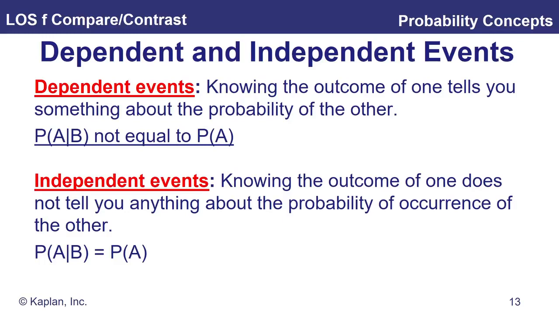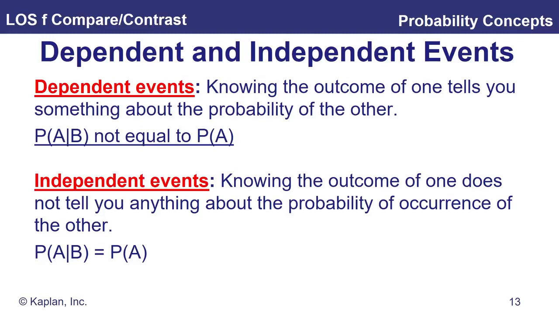And notice when we do this, we say the conditional probability of event A occurring given that B has occurred is simply equal to the probability of event A occurring. In other words, event A is not influenced in any way, shape or form by whether event B occurs or not. Now let's contrast that with dependent events.